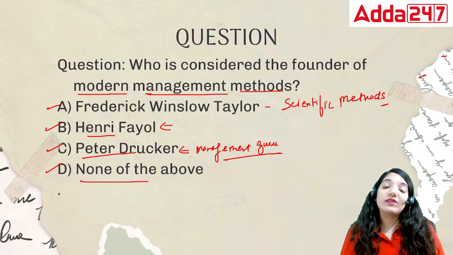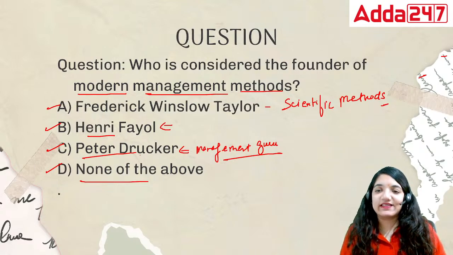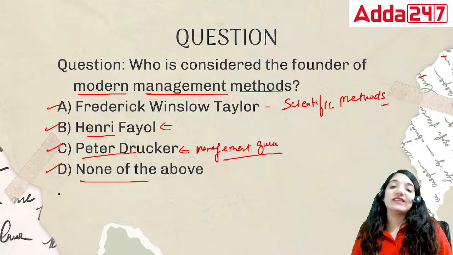So in this case, what would be the correct answer? The correct answer is Henry Fayol.